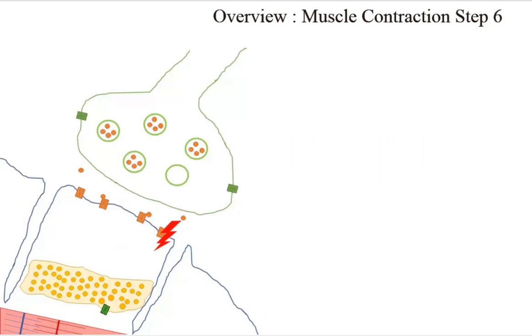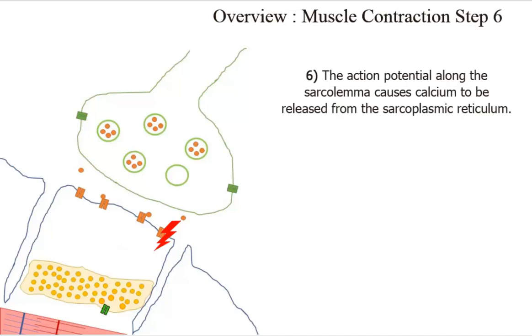So at the end of step 5, we had generated an action potential on the sarcolemma, which is the muscle cell's plasma membrane. So step 6, this action potential is going to travel along the sarcolemma down into the T-tubules, where it will open the voltage-gated calcium channels on the sarcoplasmic reticulum, which will allow the calcium to be released from the sarcoplasmic reticulum and into the cytoplasm of the muscle cell, called the sarcoplasm.